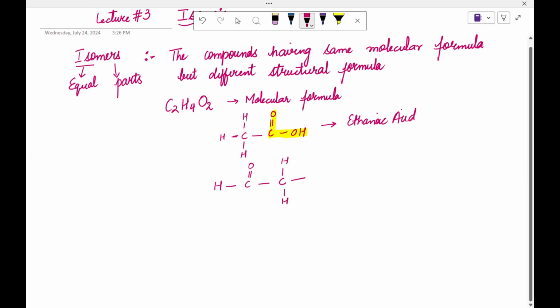Now, what does this basically represent? Is this a ketone? No, a ketone has carbon on this side as well. So this is not a ketone. What do you think this is? An aldehyde. Yes, this is an aldehyde. So you can see, although they have the same molecular formula, the representation in terms of structure is actually different.